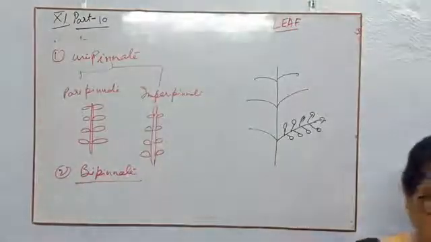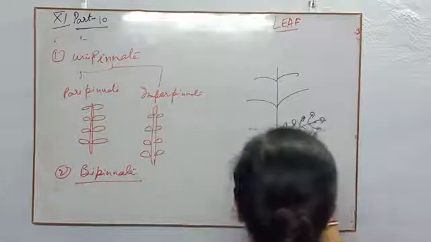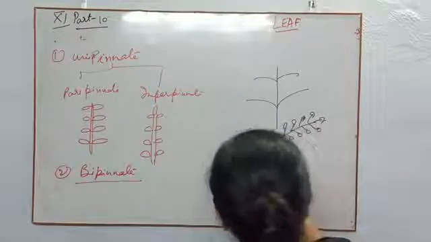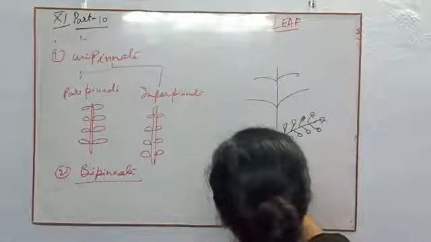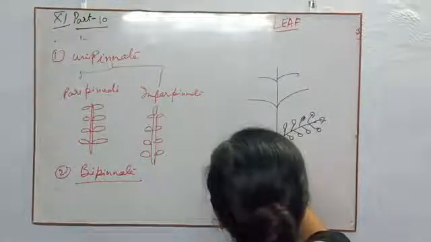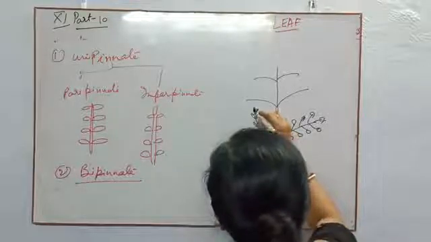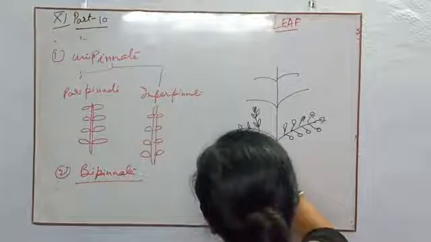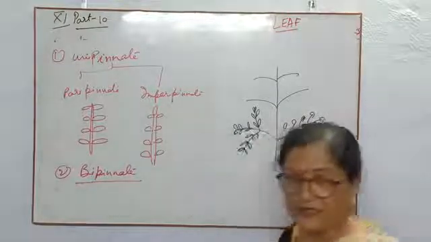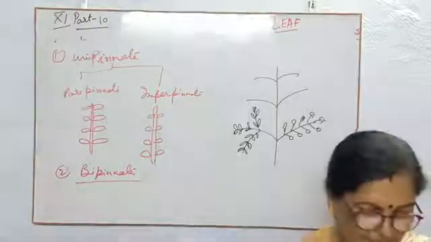Third one is tripinnate. As the name suggests, tri means three. So again, the leaflets will be arranged on the branch of the secondary branch. This is tripinnate. That means the rachis will be divided into primary, then secondary, then tertiary. So this is tripinnate.